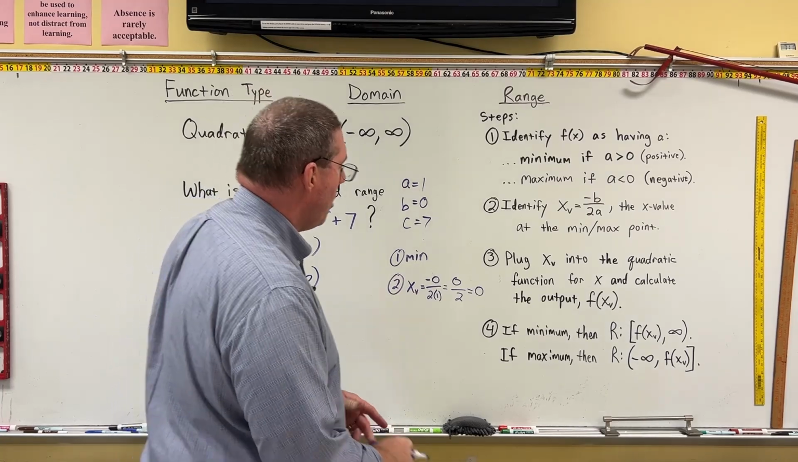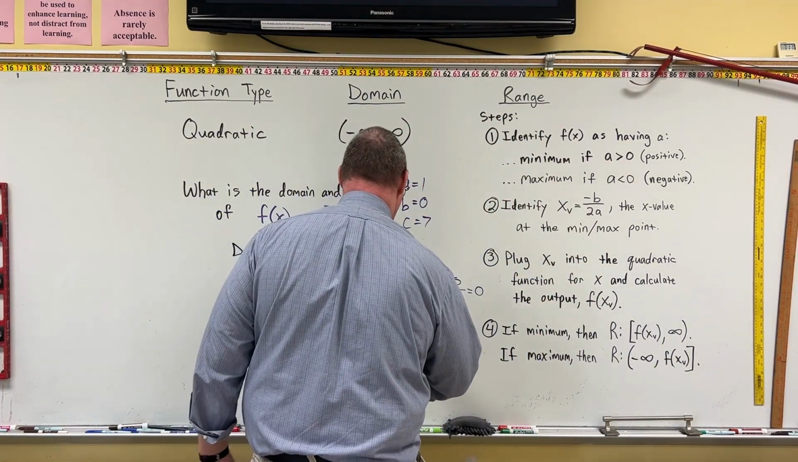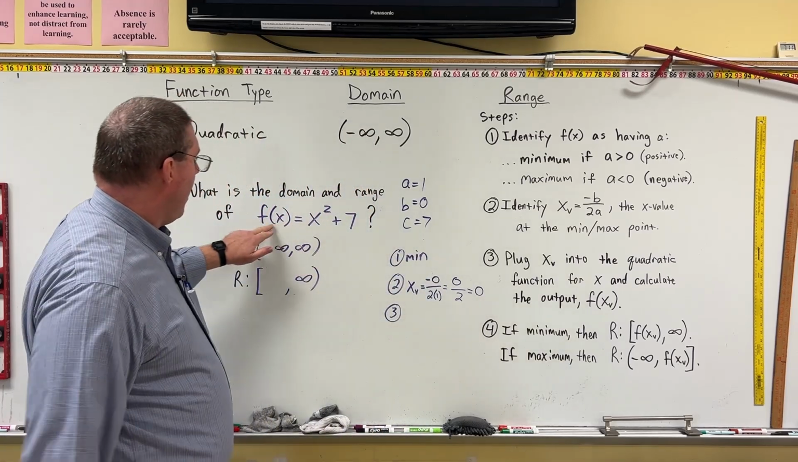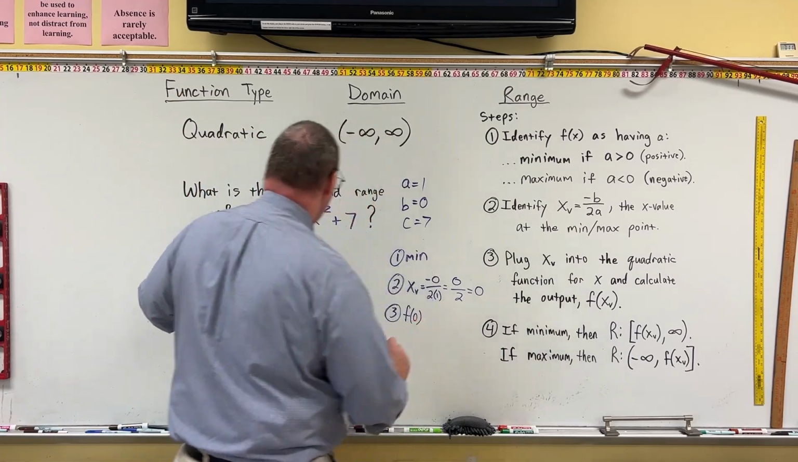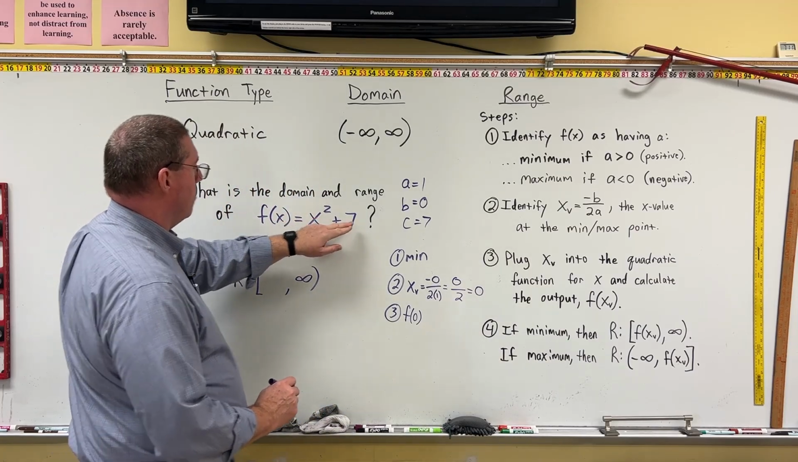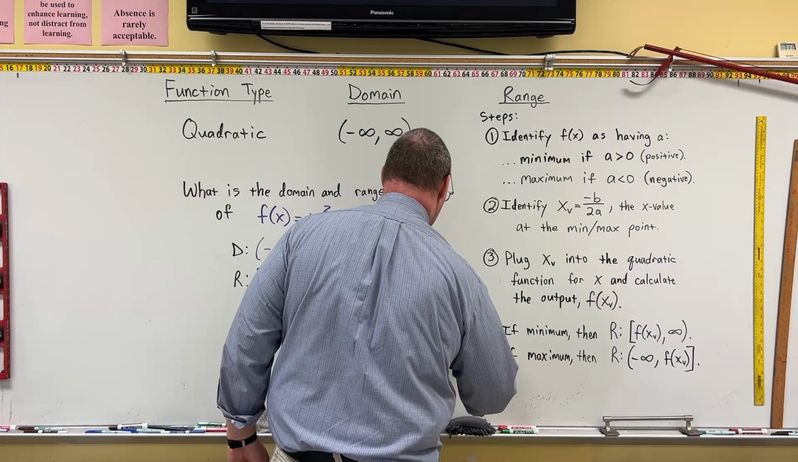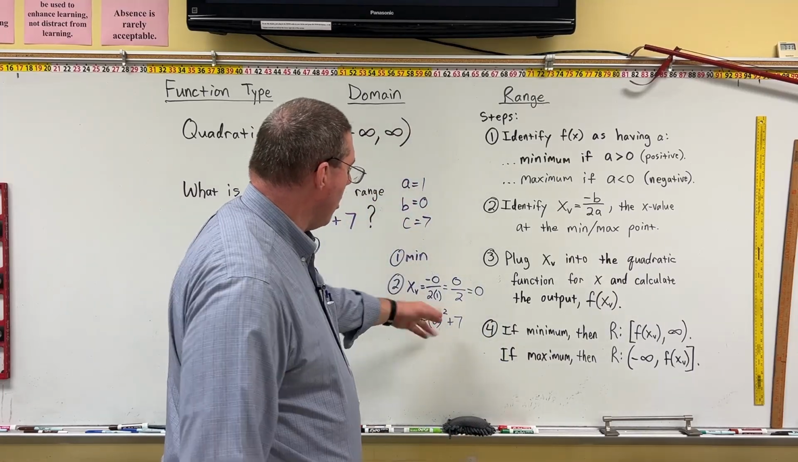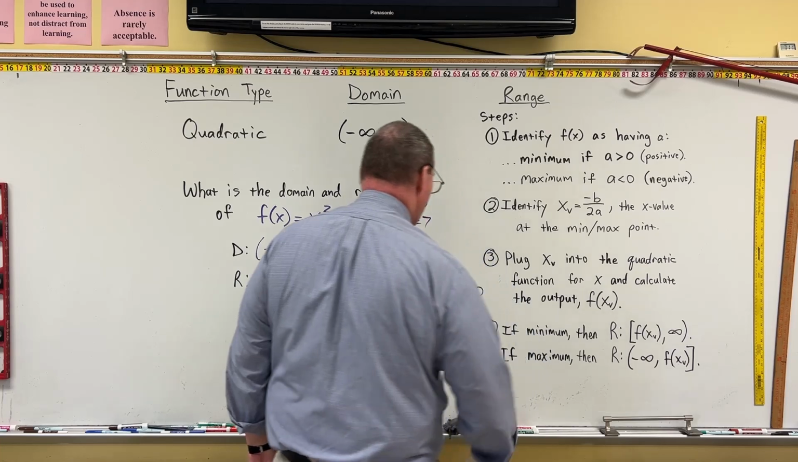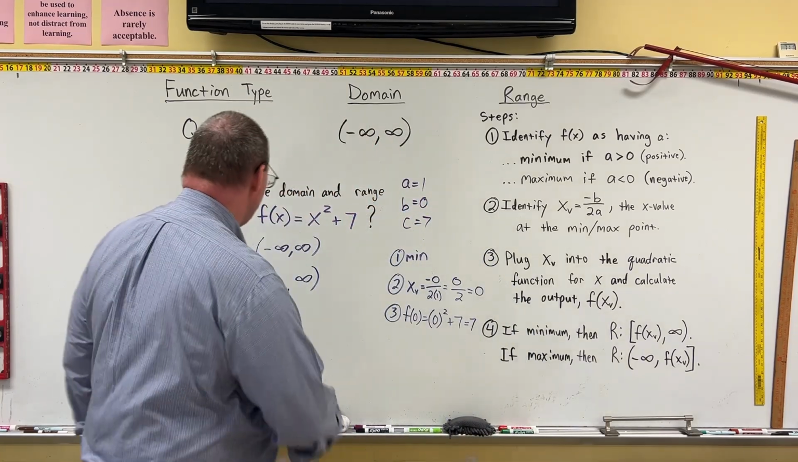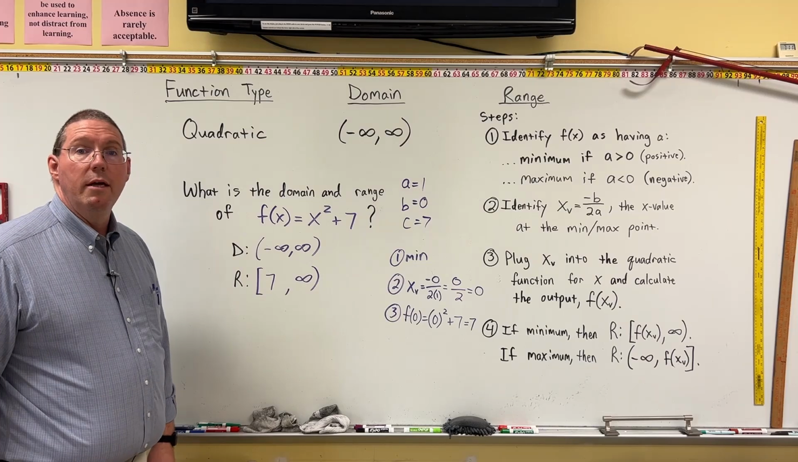Okay. Now what we're going to do is plug the 0 into the quadratic function for step 3. Here's our quadratic function, f of 0. So f of 0 is 0 squared plus 7. Well, 0 times 0 is 0, and 0 plus 7 is 7. And therefore, our number is 7. And that number is going to go right here, and we're done. The range is 7 up to infinity.